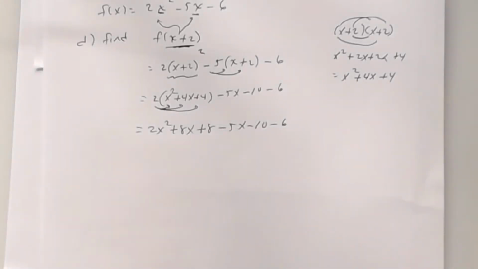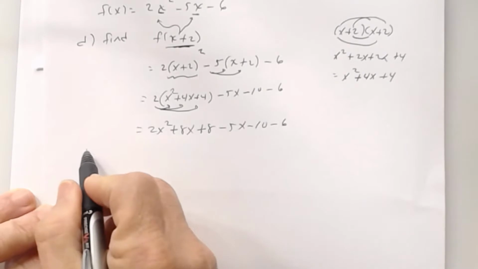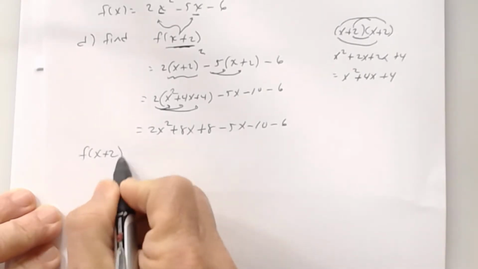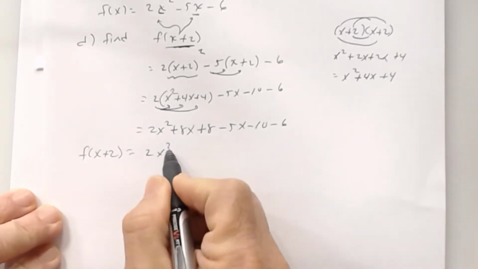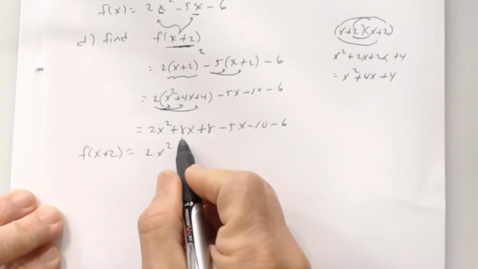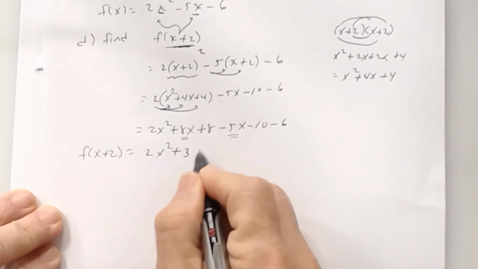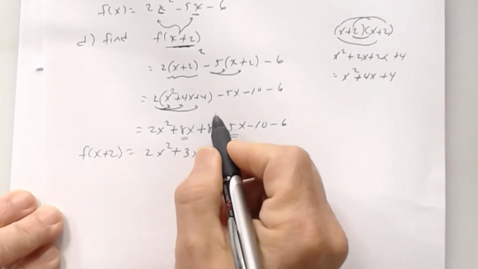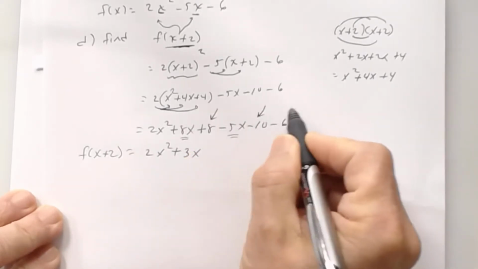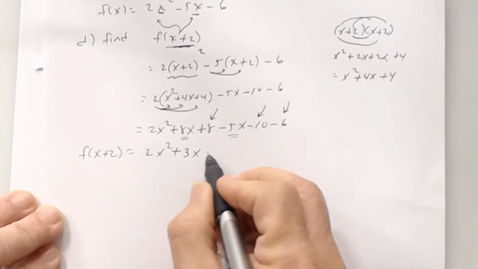And now what's the final step I must do? Combine like terms. So therefore, f of x plus 2 is going to equal 2x squared. What about the x terms? 8x minus 5x plus 3x. And then your constants, there are 3 of them. 8, negative 10, and negative 6. Minus 8.